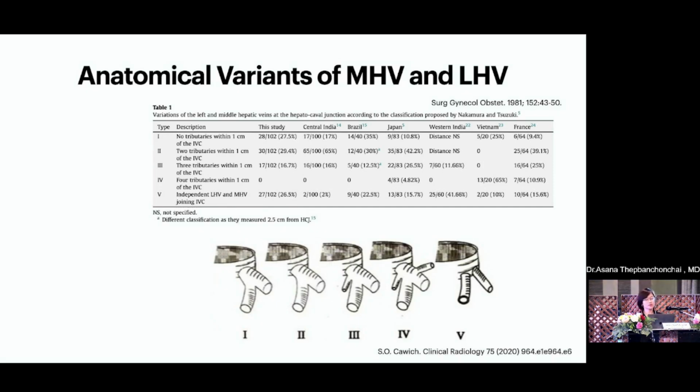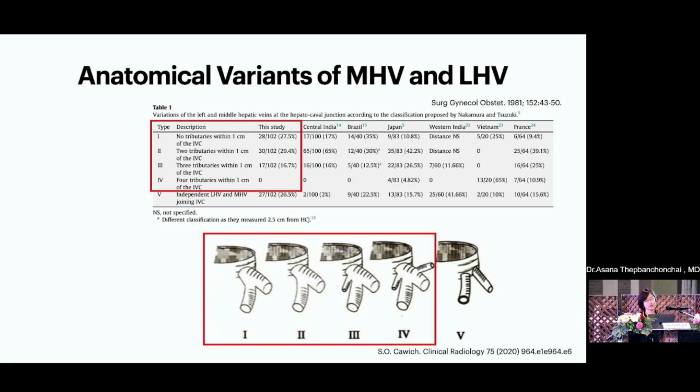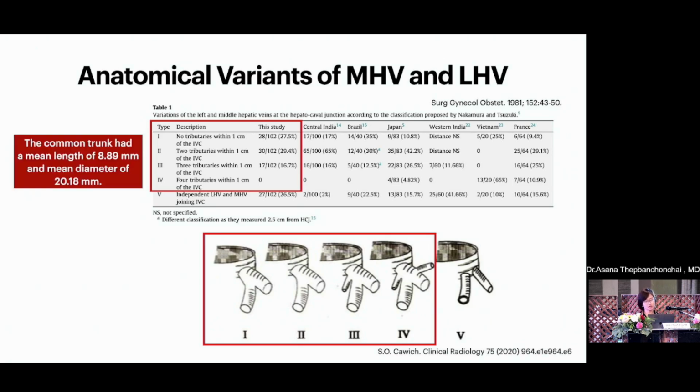This is a retrospective study from the CT scan demonstrating the variation of middle and left hepatic vein according to Nakamura and Suzuki classification. Of 102 examinations, 70% of the left and middle hepatic vein combine to form a common trunk, empty into IVC. The common trunk had a mean length around 9 millimeters and mean diameter of 2 centimeters.